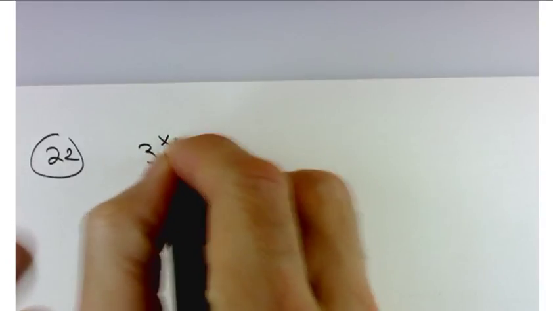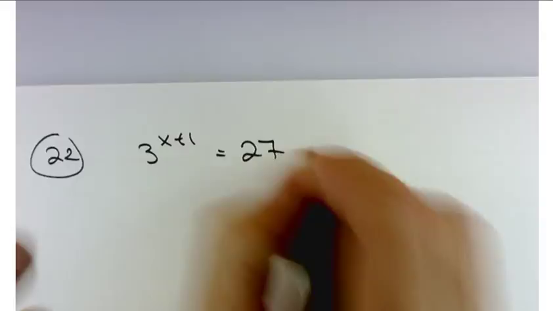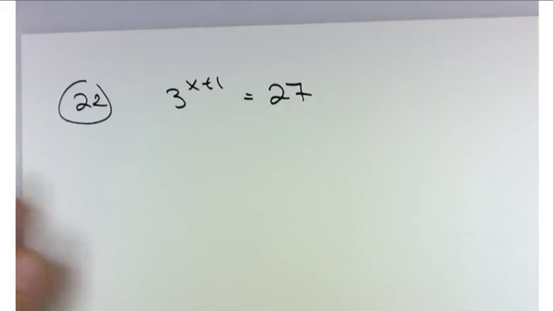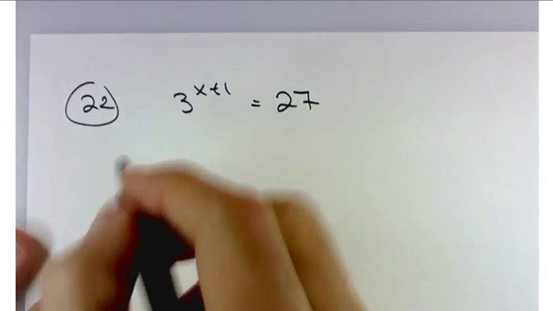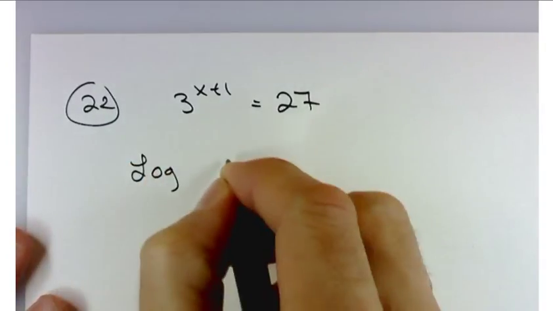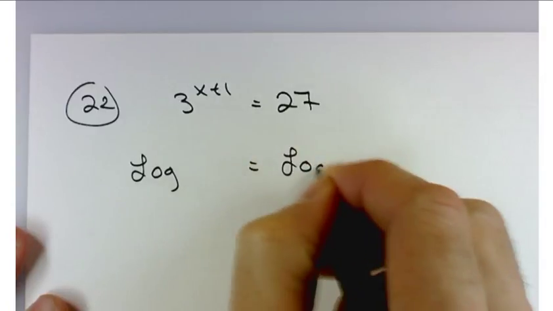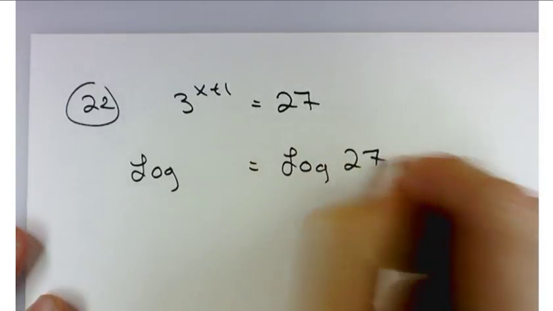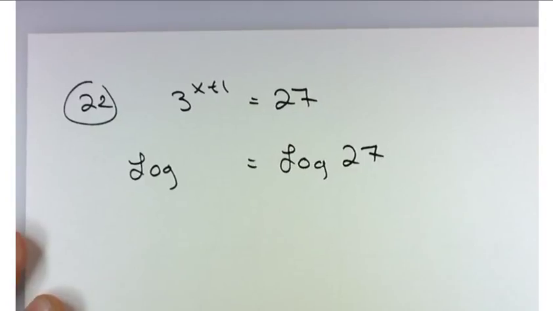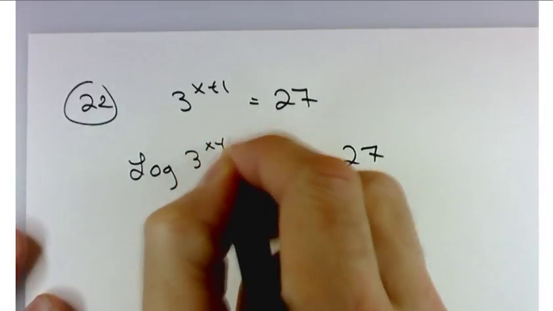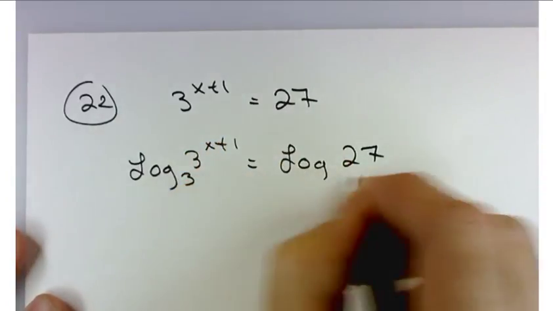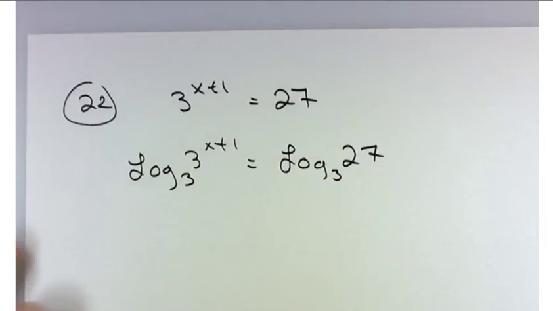3 to the x plus 1 equals 27. Let's just stick with what we've been doing, which is taking logs on both sides. But let me go back to something we did with the first problem, which was to take log of a particular base. What base logarithm do you think I can take or should take with this one? 3. And I'm going to get an added bonus in this one.